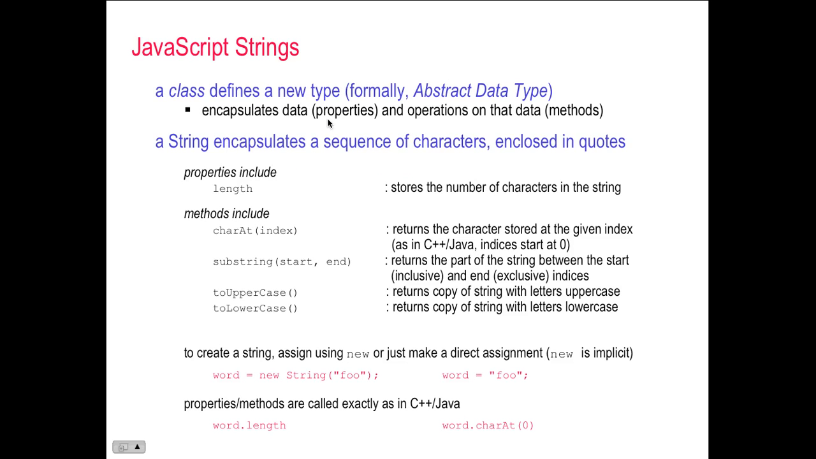So, a little bit about strings. We looked at numbers. If numbers come in as a string, and everything's a string, then we have to convert it to a float or an integer or double or whatever we want to use. With strings, we can search within strings, concatenate strings, and do all sorts of different functionality. There are string libraries that are built in, just like the math library. A class defines a new type, formerly an abstract data type, so we can encapsulate the data, the properties, the operations, and the methods. So we can actually create our own data types. A string encapsulates a sequence of characters enclosed in quotes, by definition.